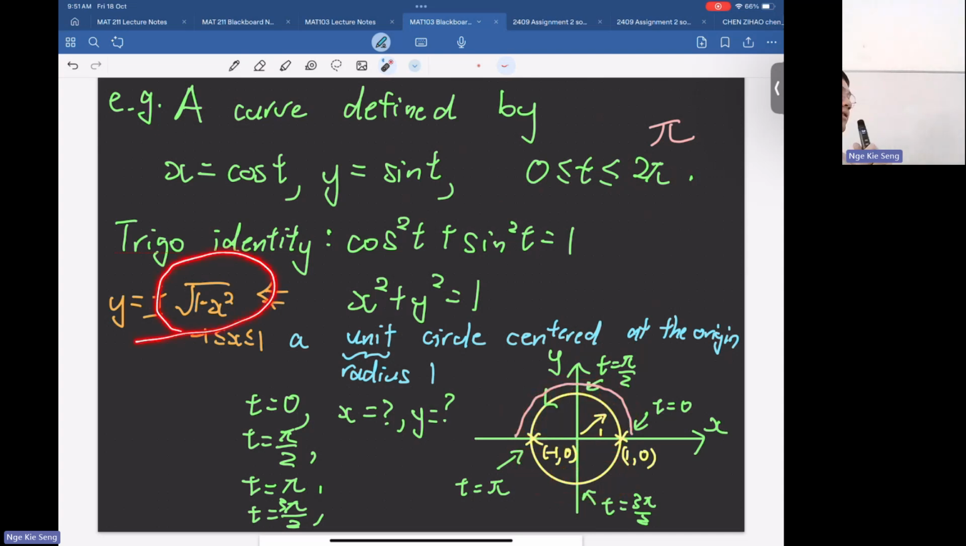This is given by the square root here. So which one describes the top part? Which one describes the bottom part? If you go and check, substitute the value, you can see that the top part is described by y equals square root of 1 minus x squared, and the bottom is described by y equals negative square root of 1 minus x squared.